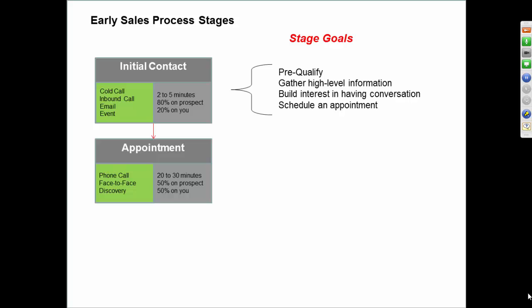And so if you were to do a traditional appointment, this might be where you talk for 20 to 30 minutes. And notice here, it's 50% of the time on the prospect, 50% on you. So now we're able to talk about ourselves a little bit more, but we're still keeping about half the time on the prospect. So what that might look like, if you meet with someone for 30 minutes, you spend the first 15 minutes continuing to ask them more questions than you had time to ask in the 2 to 5 minutes.